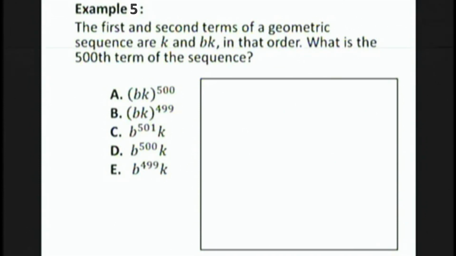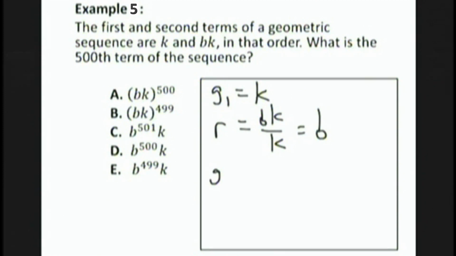Let's look at an example where the geometric sequence formula is the quickest way to solve the problem. The first and second terms of a geometric sequence are k and bk in that order. What is the 500th term of the sequence? Well, the first term of the sequence is k, and the common ratio is bk over k, which is b.